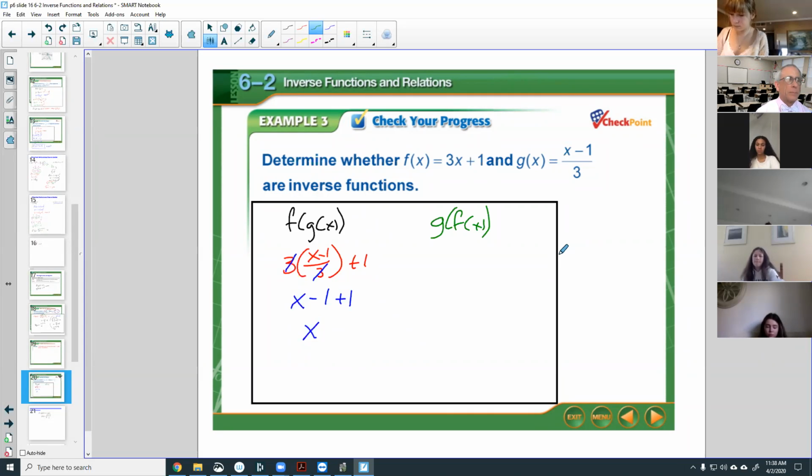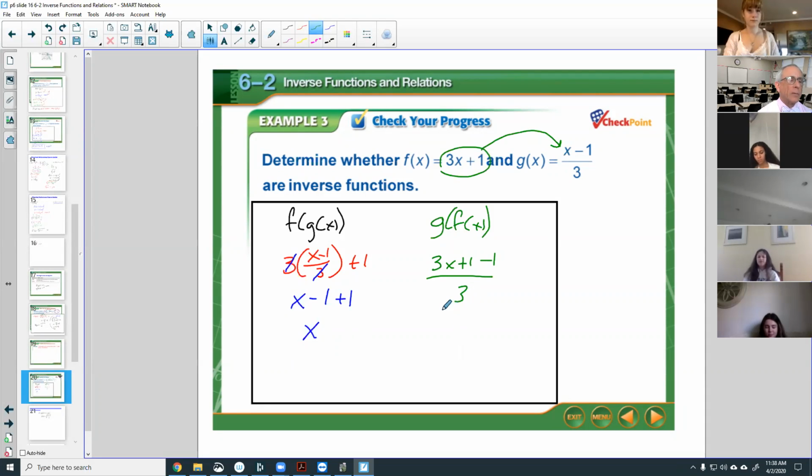Ready? Okay. So I have a question about setting it up. So I set it up like 3x plus 1 minus 1 over 3. Is that... So you said that you took this right here, and you stuck that in for x right there, right? So you have 3x plus 1 minus 1 over 3. Yeah, that looks right to me.